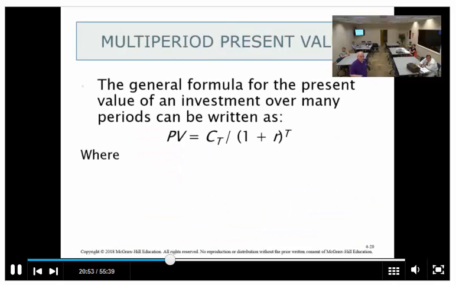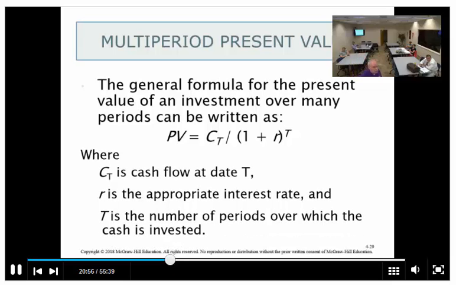All right. Now you can do the same thing with multiple periods with present value, and that's what we'll be doing for bonds tonight and for capital investments in the future. So the present value equals some value to be received out in the future divided by 1 plus the interest rate raised to the power of the number of periods.